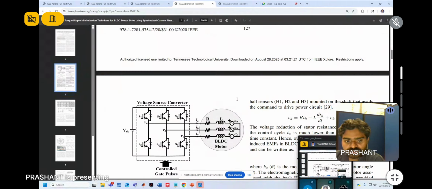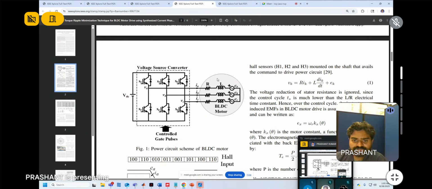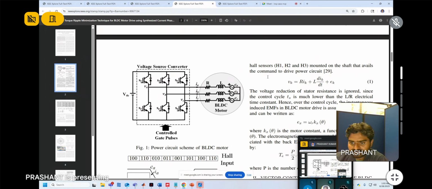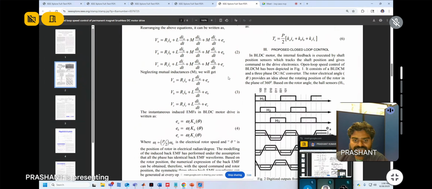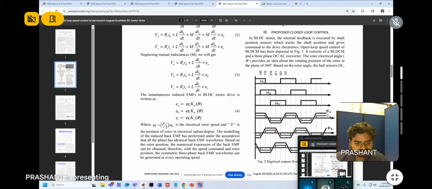Now this is the representation of the BLDC motor drive, and this is a voltage source converter. We have some input side DC, and we call this a voltage source inverter or voltage source converter. This inverter converts the DC signal into AC signals, and those AC signals are used to drive the BLDC motor drive, and there will be some load connected to it. Now, I want to show you how to write the mathematical equations in Matlab.